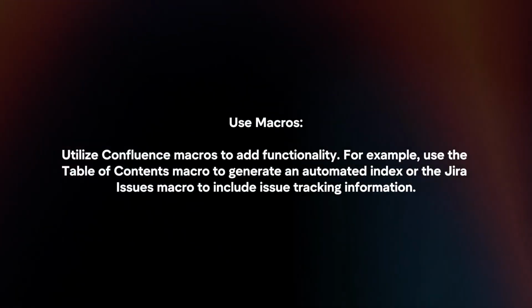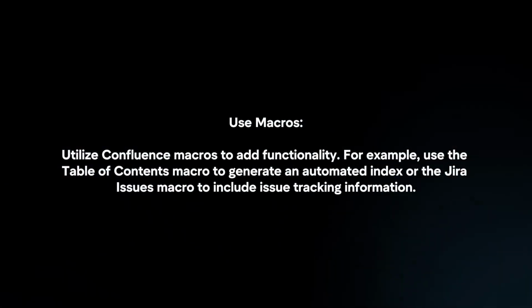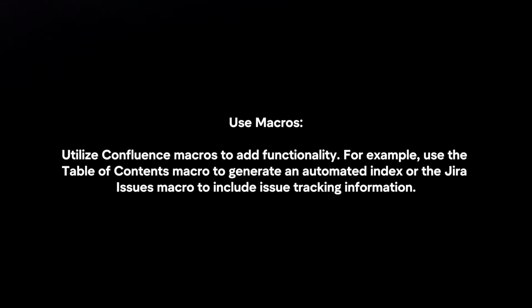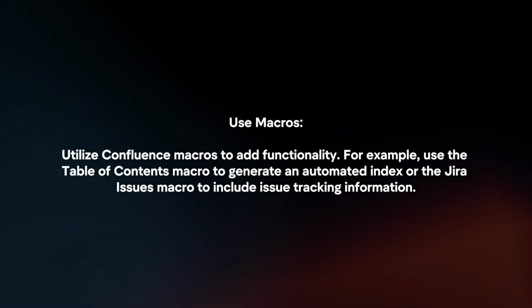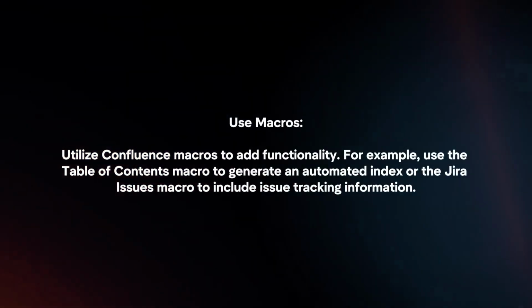Use macros. Utilize Confluence macros to add functionality. For example, use the Table of Contents macro to generate an automated index, or the Jira Issues macro to include issue tracking information.